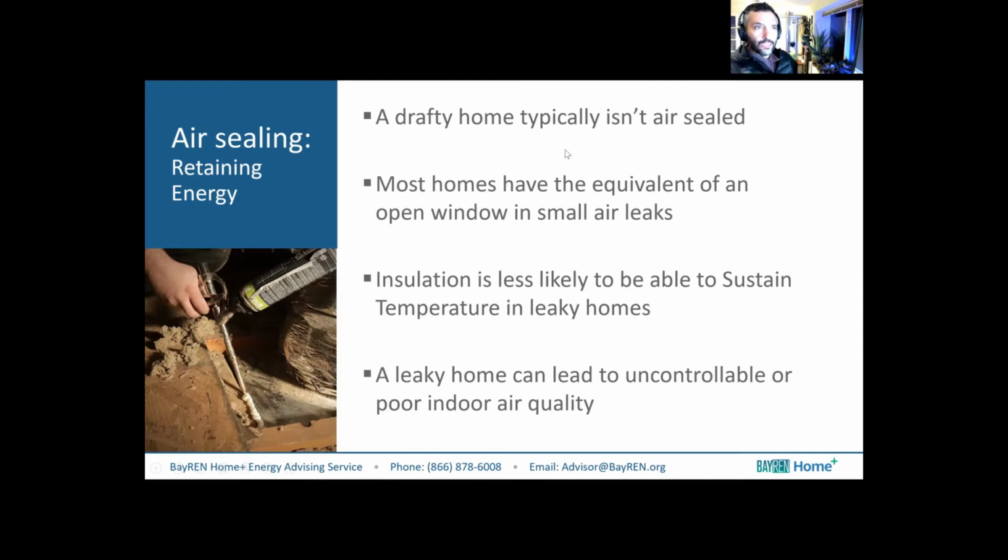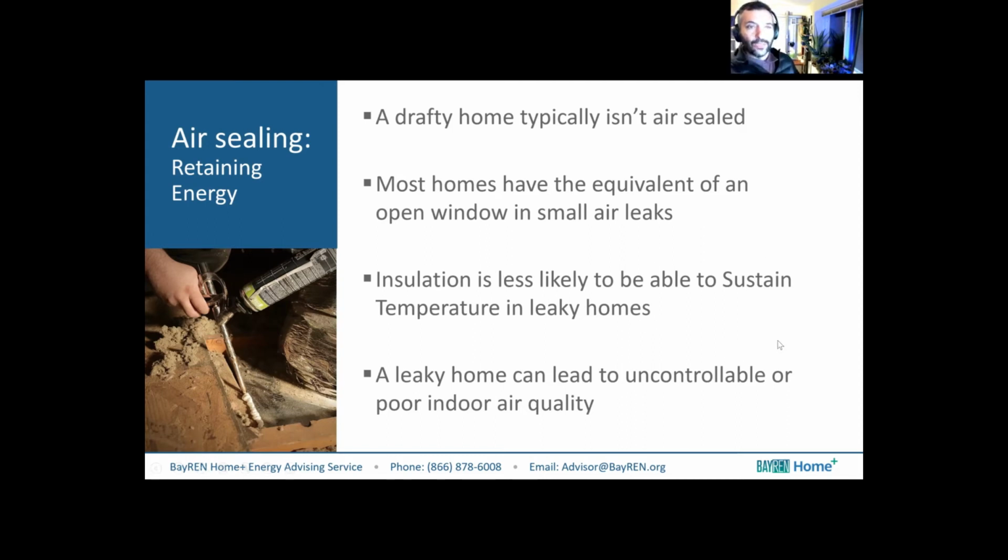Most drafty homes are not typically air sealed. That's probably 85% or 90% of the people we talk to. Most homes have the equivalent of an open window in small air leaks. So again, combining all that, you get a 1 by 1 foot diameter space of overall leakage.